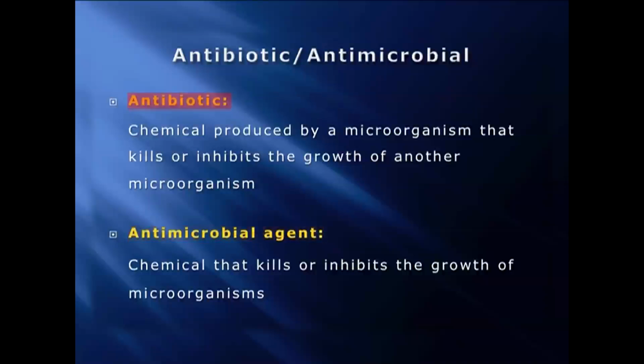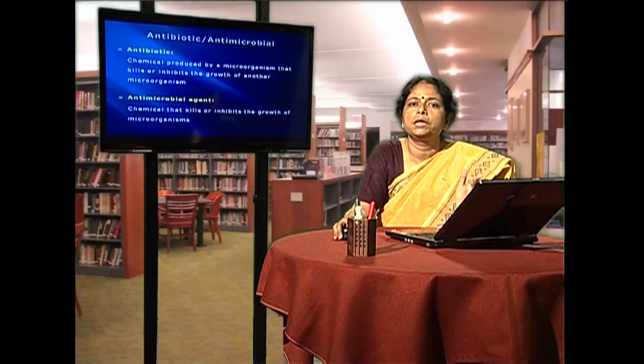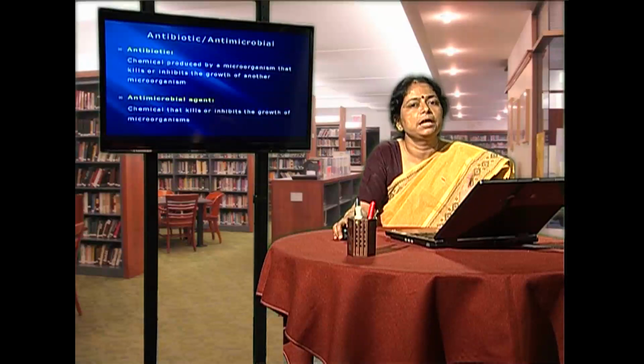When I talk about antibiotics, I am referring to a chemical which is produced by a microorganism that kills or inhibits the growth of another microorganism. That means an antibiotic is of microbial origin. On the other hand, an antimicrobial agent is a chemical that kills or inhibits the growth of the microorganism. This antimicrobial agent need not originate from microbial cells. It can be any chemical compound which inhibits the growth. That means in other words we can say that antibiotics are antimicrobial agents, but all antimicrobial agents are not antibiotics.